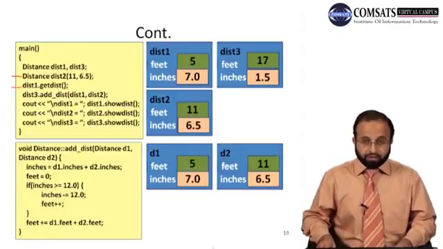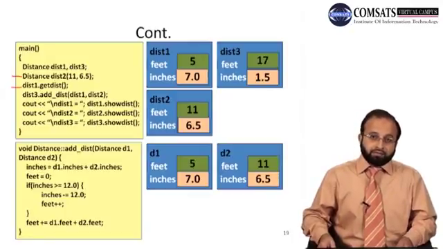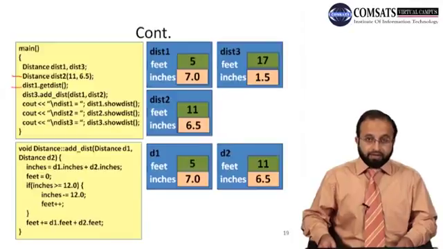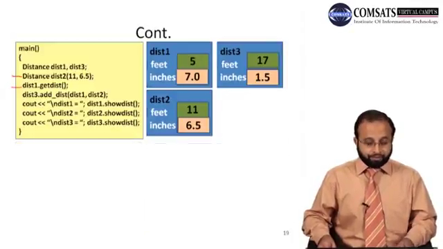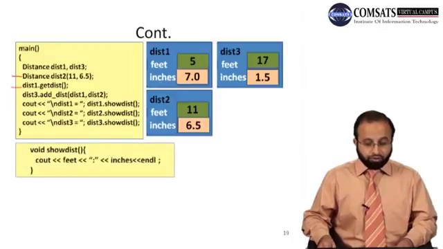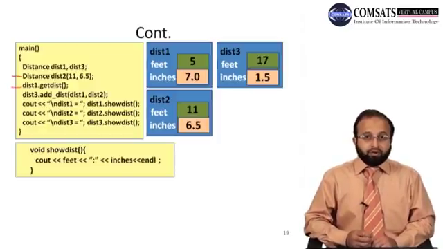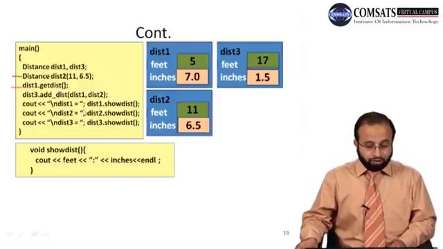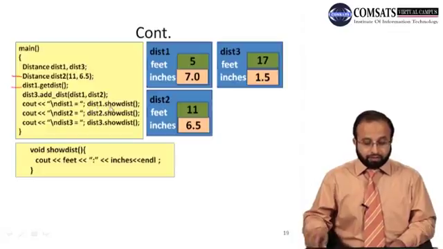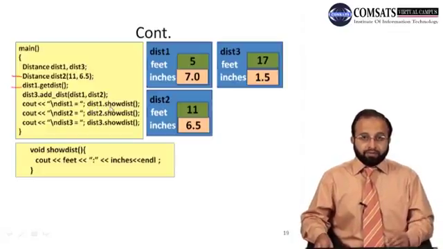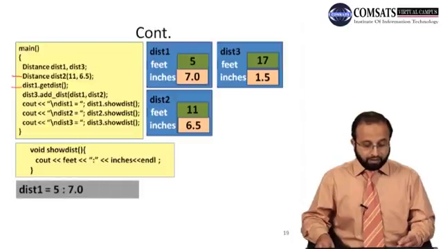So when the addDest function finishes its execution, the local objects of the addDest function, that is d1 and d2, are local to this function, and they will be destroyed, right? The next function is the showDest function. It is used to display the value of the private data members of the objects. So first we call dest1.showDest. So सबसे पहले dest1 की जो private data member है उसकी value display होगी like this.